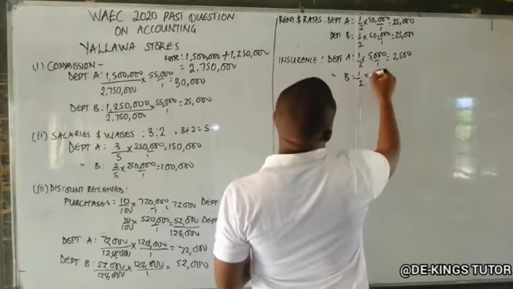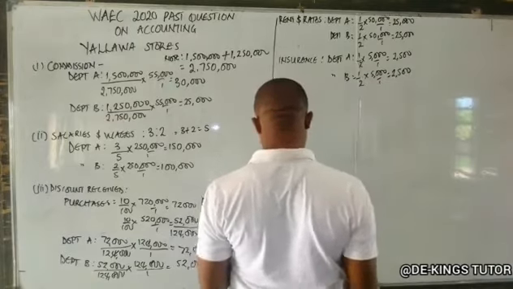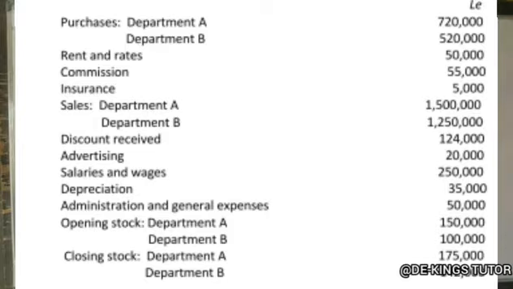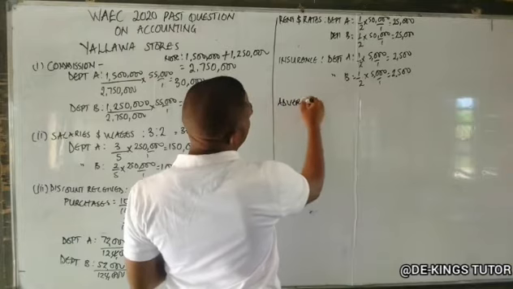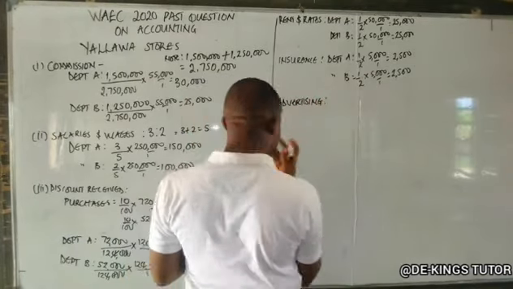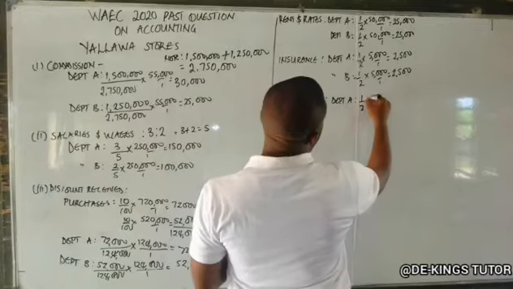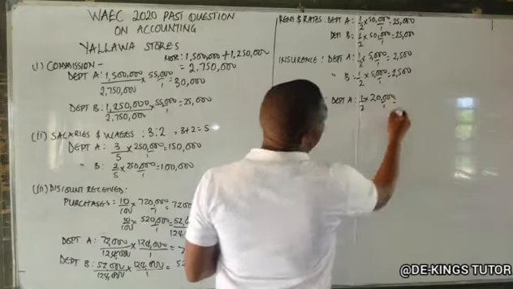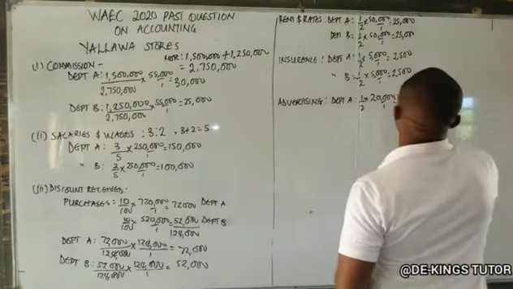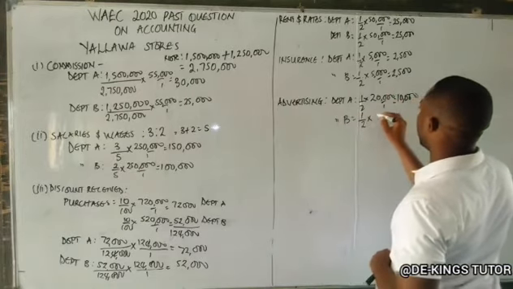Okay? So the next expense there is advertising. For Department A, we have half. The amount paid is 20,000. So half of 20,000 is 10,000. For Department B, that same half of 20,000 is 10,000.